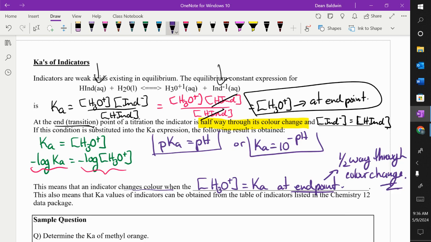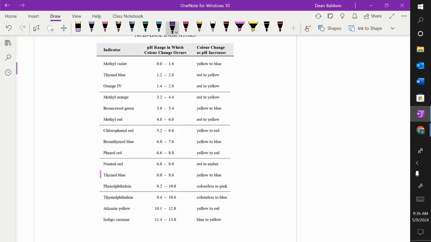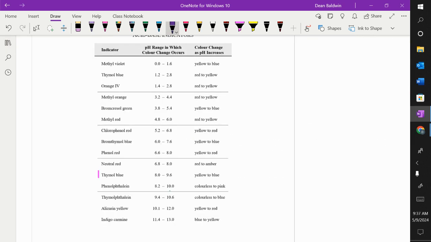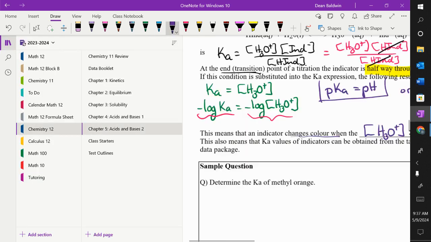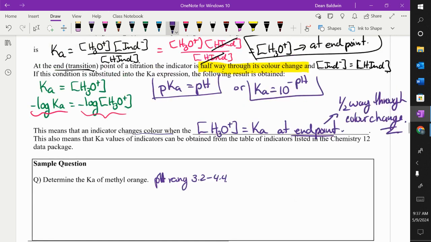So what does this allow you to do? Well, we can figure out the Ka of each indicator. So methyl orange, if you go to your data table booklet, there's methyl orange right there. It has a pH range of 3.2 to 4.4. Then halfway through that is when we can calculate the Ka.